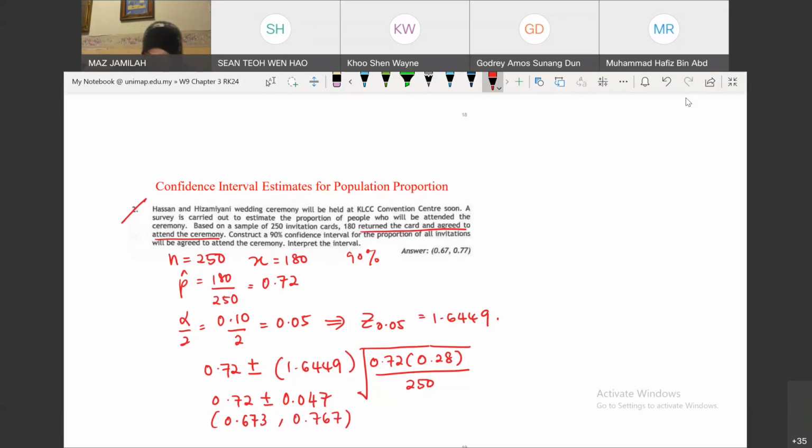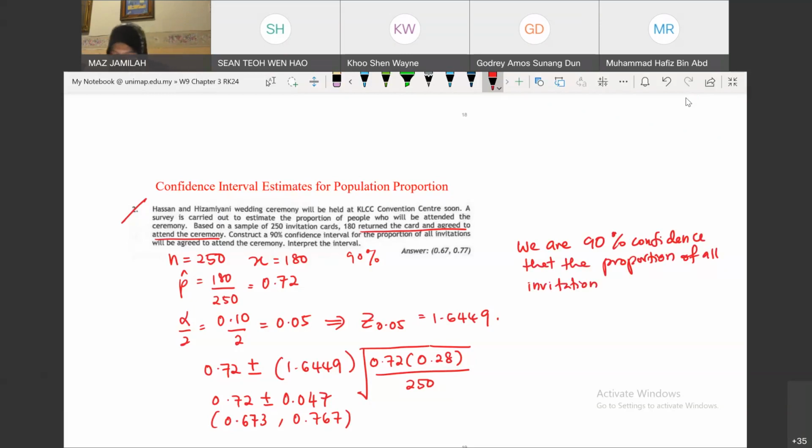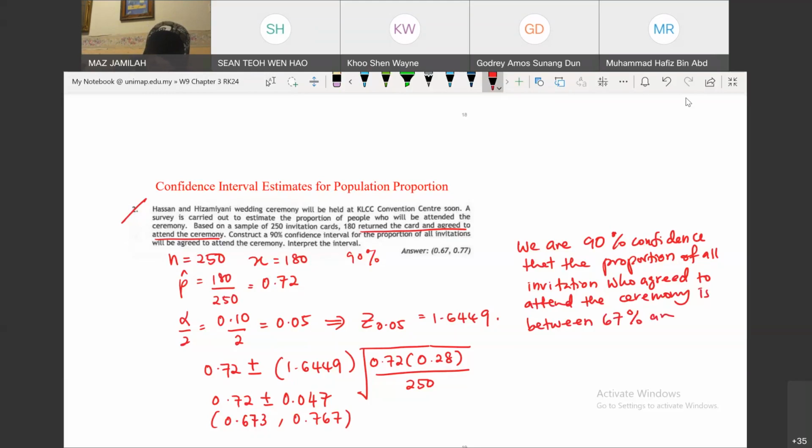So 77%, almost the same. So how can you interpret? We are 90% confident that the proportion of all invitations agreeing to attend the ceremony is between 67% and 77%.